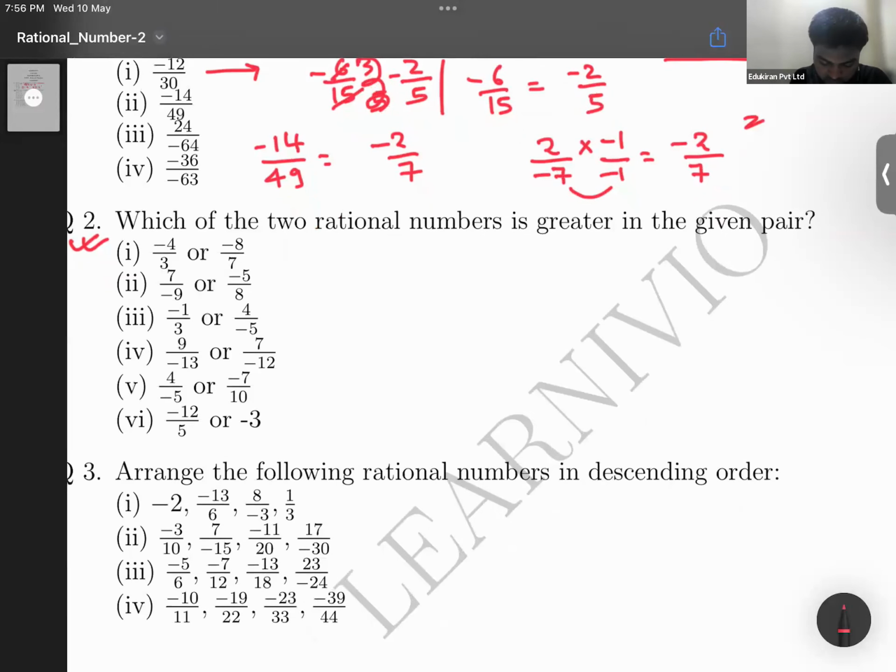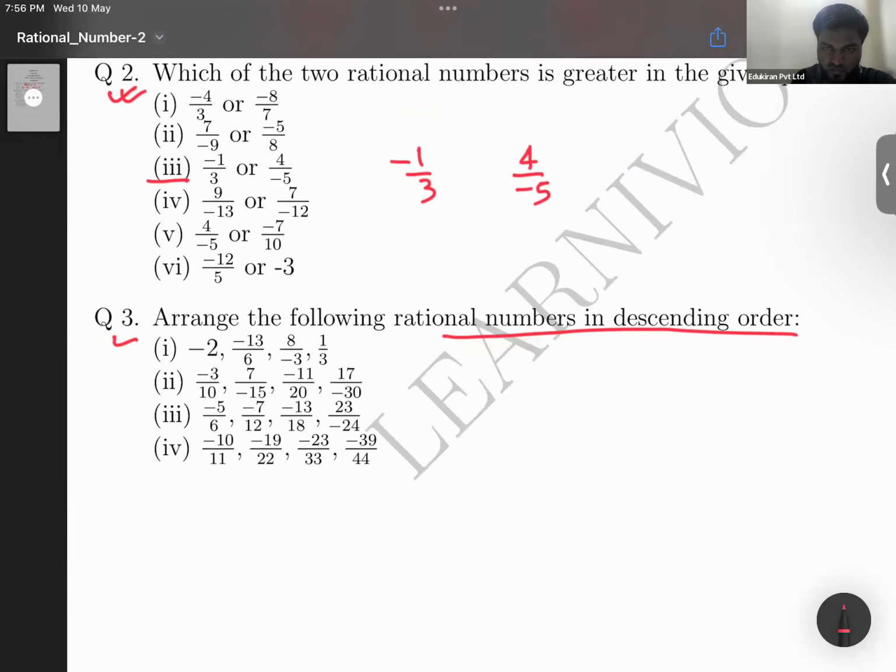Okay. See question number 3. Which one was greater here? It was minus 1 by 3. It was minus 1 by 3. Okay. And question number 3, arrange the following rational numbers in descending order. What was your approach? You have to make the denominator same here too. Okay. First, we have to make the denominator same.